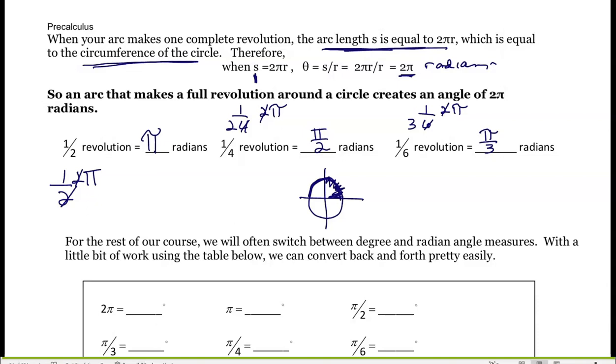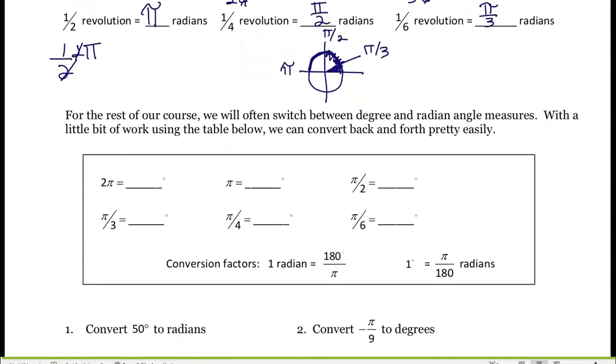In terms of how we're going to label this, a half of a revolution is going to be pi. A fourth is going to be pi over 2. And a third will be pi over 3. Okay, we're going to play around with this. We will often switch between degree and radian measures. With a little bit of work using the table below, we can convert back and forth pretty easily.